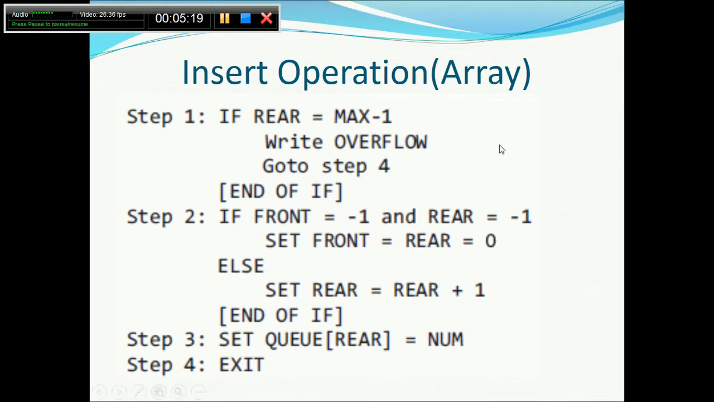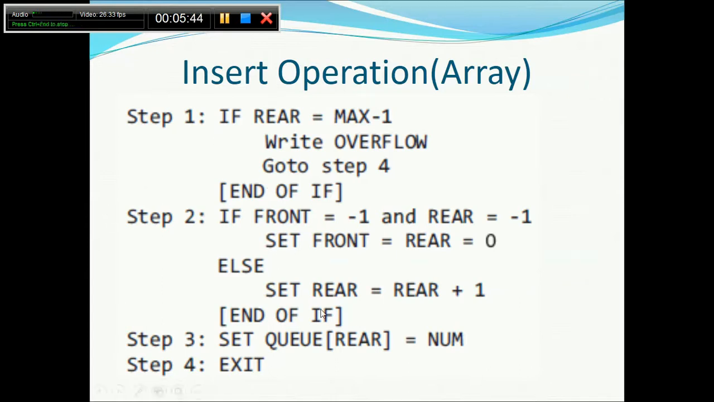See, in array implementation, what is going on? If rear is equal to max minus 1, it means rear has already reached the maximum level, then you have to write overflow and go to step number 4. I am repeating again: if rear is equal to max minus 1, this means you already have the maximum number of elements possible. In that case, just write overflow and go to step number 4, that is exit.